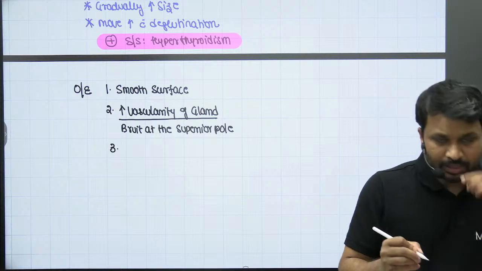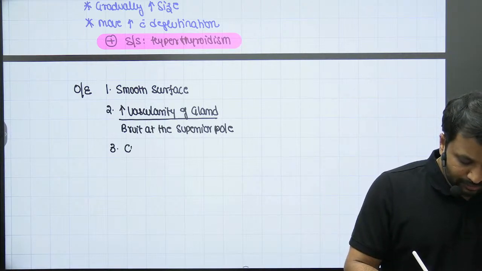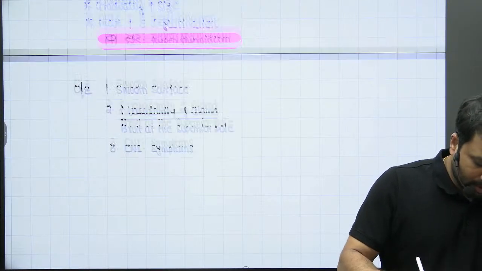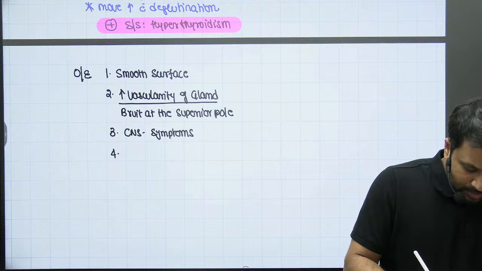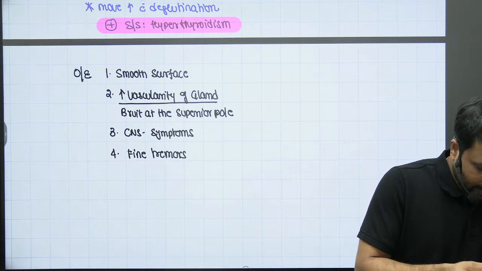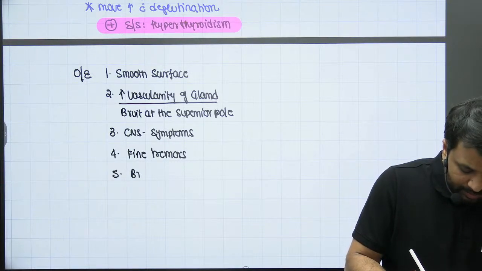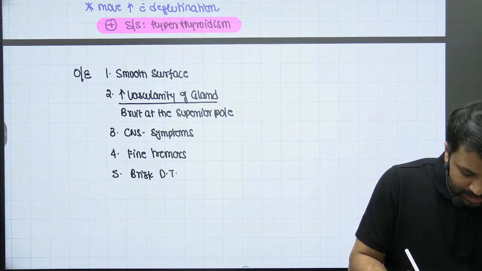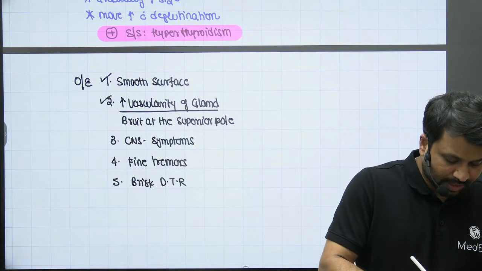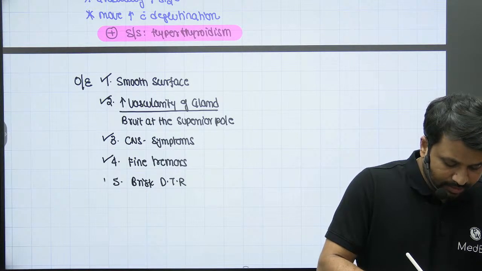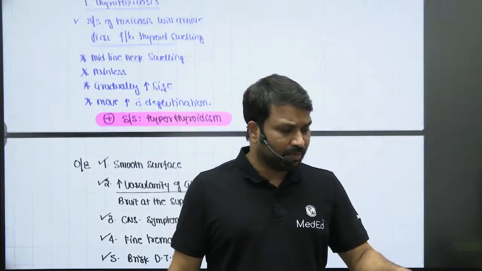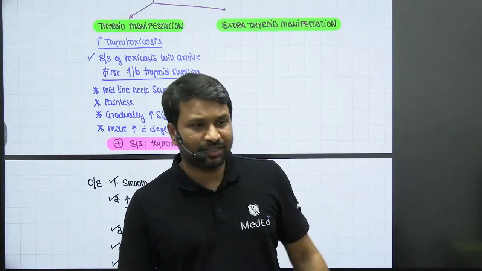It will be associated with all the features of hyperthyroidism, but you will have more CNS symptoms as well. So CNS is going to be a predominant component. It will be associated with fine tremors, and there will be brisk deep tendon reflexes as well. So it is going to have a smooth surface, increased vascularity, and associated CNS symptoms. It will have fine tremors and brisk deep tendon reflexes. These are the findings that you will see in a patient of Graves' disease, but all these go in favor of the thyroid manifestation.